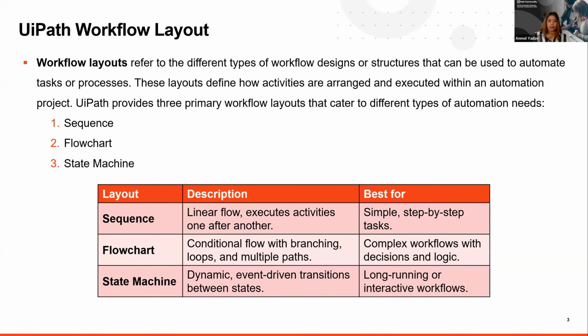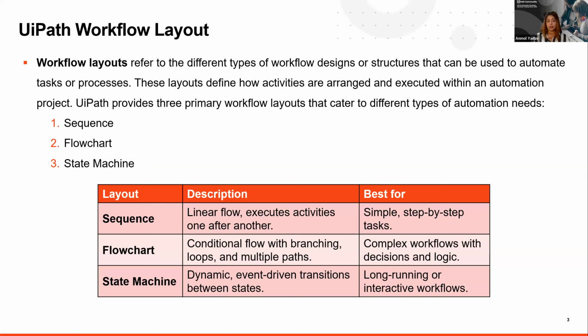So first up, we have UiPath workflow layout. As I mentioned, you are always going to choose one of these 3 layouts, basically, which is sequence, flowchart, and state machines in the table below. So workflow layout refers to the different types of workflow design or structures that can be used to automate anything that you're doing. So any business process that you're automating is going to follow either the sequence structure, or the flowchart structure, or the state machine.